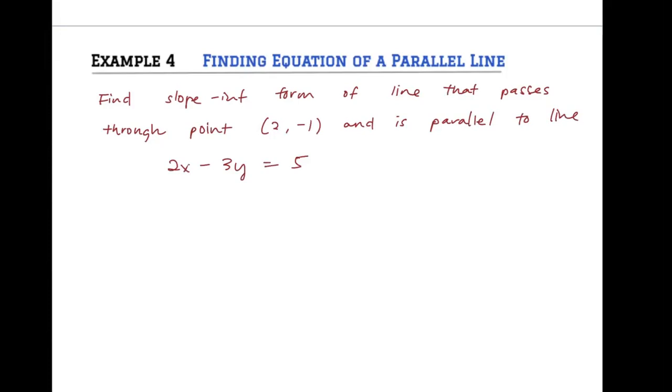So the first thing you're going to do is you want to rewrite this guy in slope-intercept form, because if I want a line that's parallel, then we need to know what the slope is. Parallel lines have the same slope. So getting y by itself, -3y is equal to -2x plus 5. Dividing everything by -3, y is equal to positive 2/3 x, and then minus 5/3.